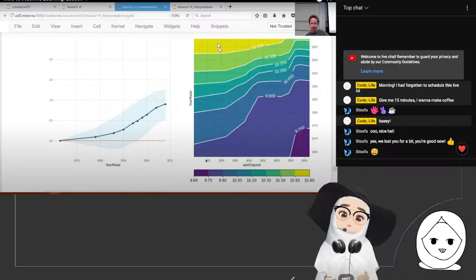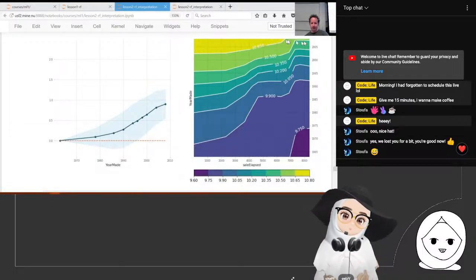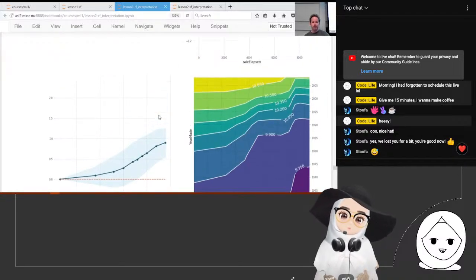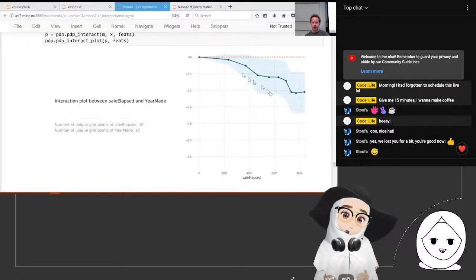The sooner bought, the pricier, because it's elapsed. So buying old things means it's less pricey. Let's see if I'm right. Are those where there's the least elapsed and the most recent year made? Yay. So you can see here there's the univariate relationship between sale elapsed and price.